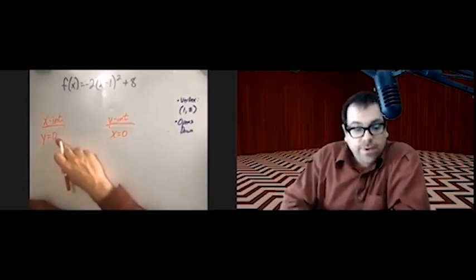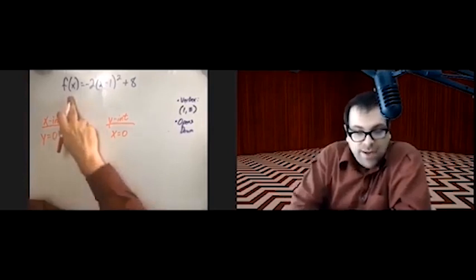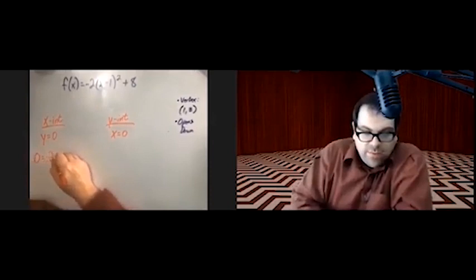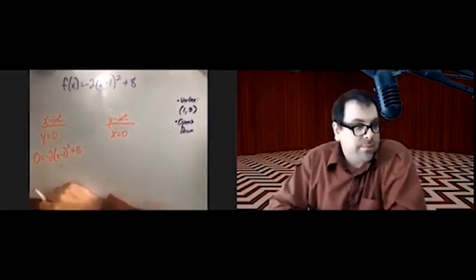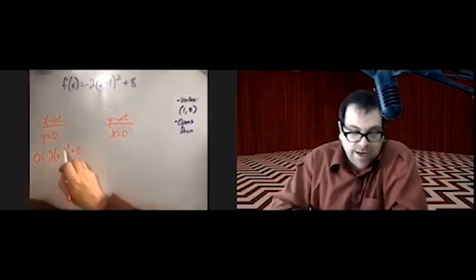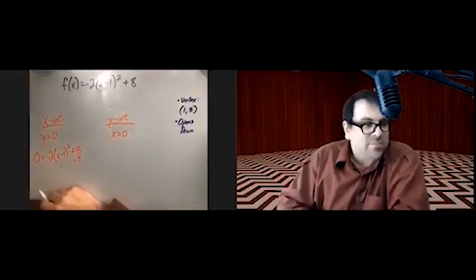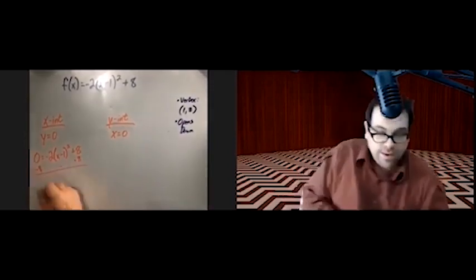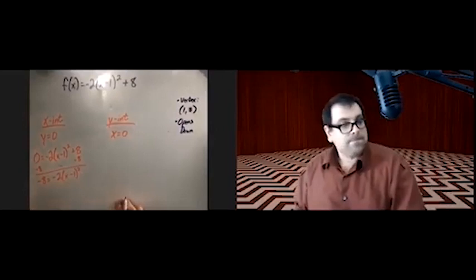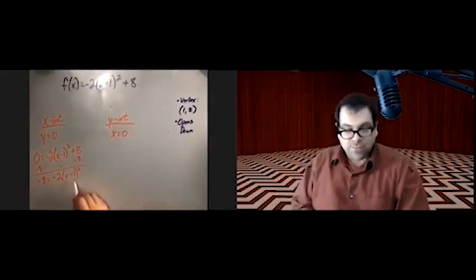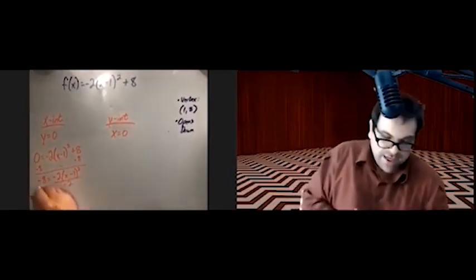If we go ahead and set y equal to 0 or set f of x equal to 0, that doesn't mean plug 0 in. It means set the whole thing equal to 0. So negative 2 times x minus 1 squared plus 8 equals 0. What do we do next? We want to get the x by itself, so we got to get the x minus 1 squared by itself, so we got to get the negative 2 times x minus 1 squared by itself. We can start by subtracting 8. This gives us negative 8 equals negative 2 times x minus 1 squared. We need to get rid of multiplying by negative 2, so divide both sides by negative 2.